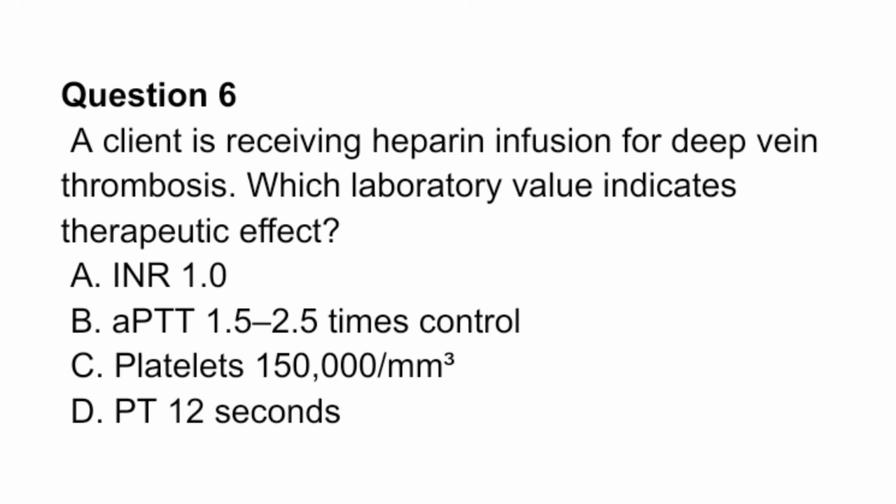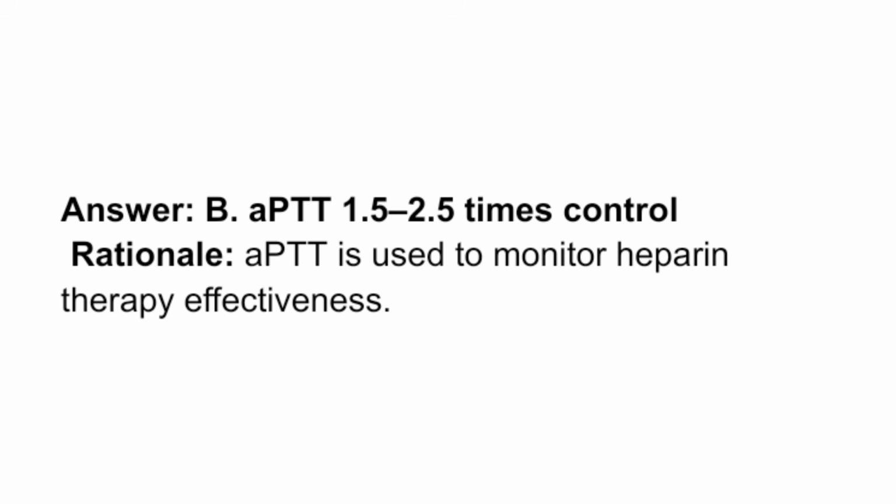Question 6. A client is receiving heparin infusion for deep vein thrombosis. Which laboratory value indicates therapeutic effect? A. INR 1. B. APTT 1.5 to 2.5 times control. C. Platelets 150,000/mm³. D. PT 12 seconds. Answer, B. APTT 1.5 to 2.5 times control. Rationale: APTT is used to monitor heparin therapy effectiveness.